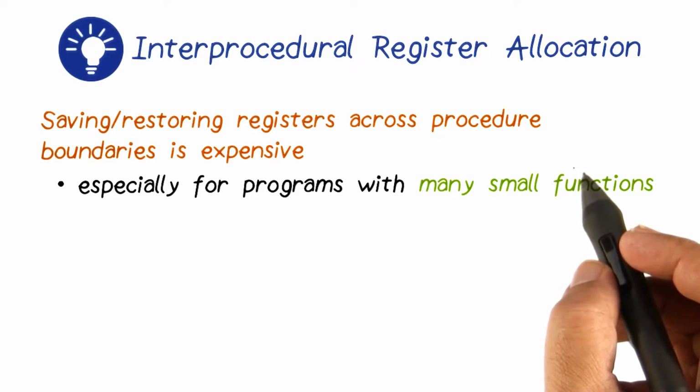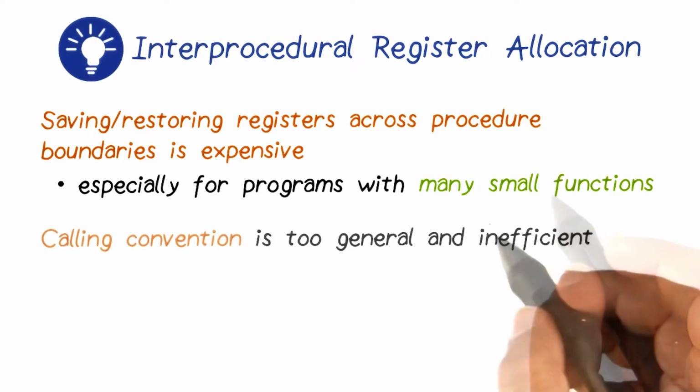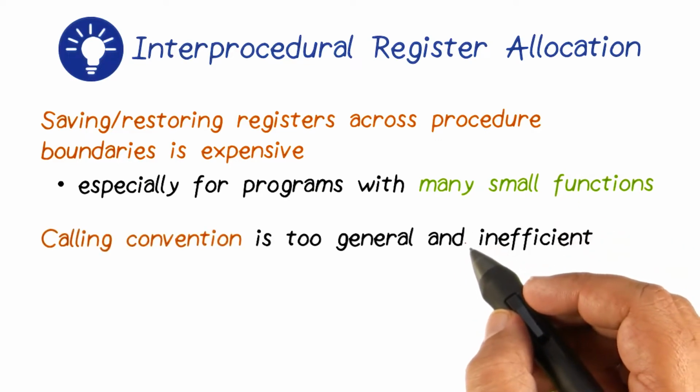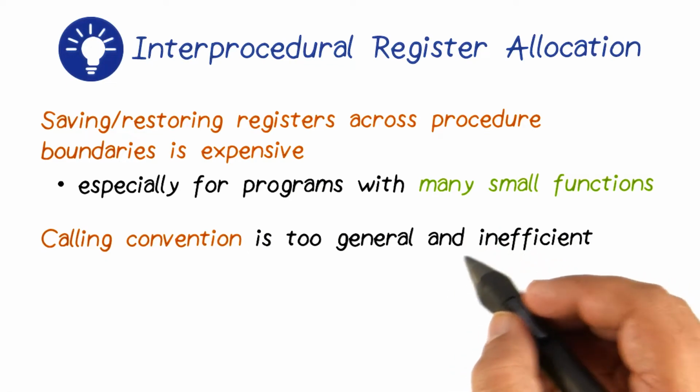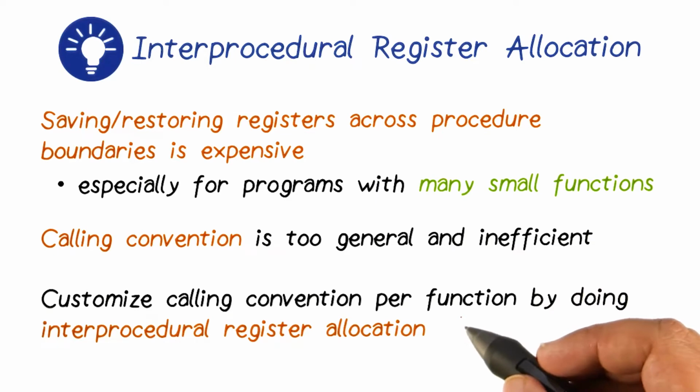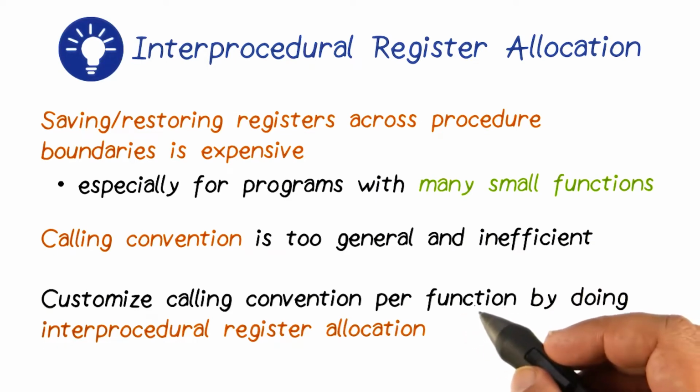So before the call happens, all the registers at the caller side have to be saved, and that's a tremendous amount of cost. The calling conventions many times are too general in terms of which registers to pre-color, and that doesn't solve this particular problem. And so the final resort is to do customized register allocation by considering both caller and callee together and maybe creating what is called a clone version of a function.